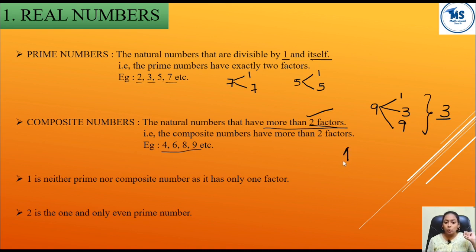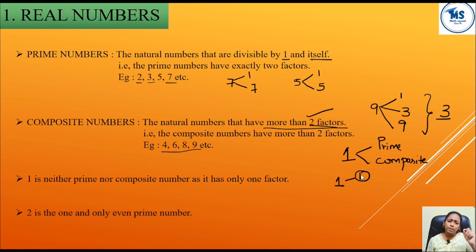Let's see the number 1. What about 1? Whether it is prime or composite? How do you define 1? Where do you put 1, in the prime number set or the composite number set? We'll check the factors of 1. How many factors does 1 have? 1 divides 1. 1 is divided by 1. Does any other number divide 1, or does 1 have any other factors? No. 1 has only one factor, which is 1.